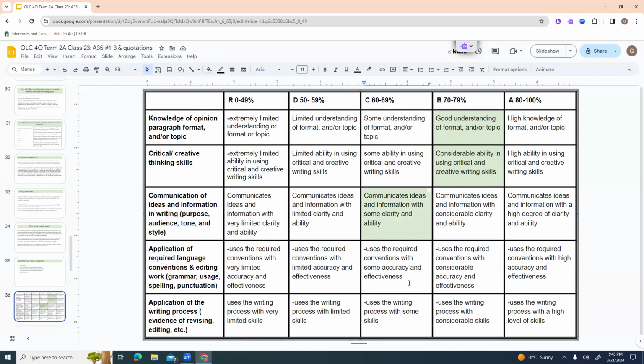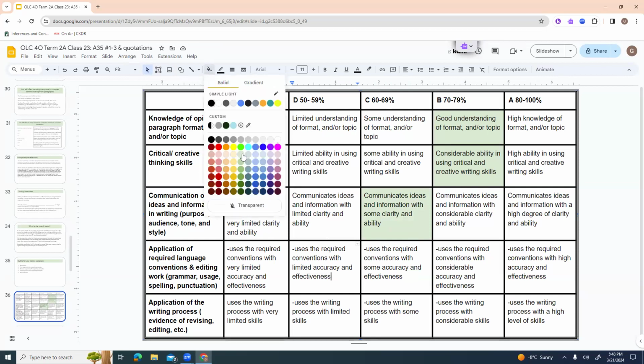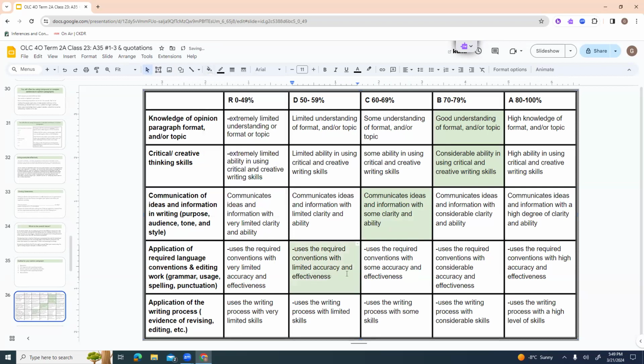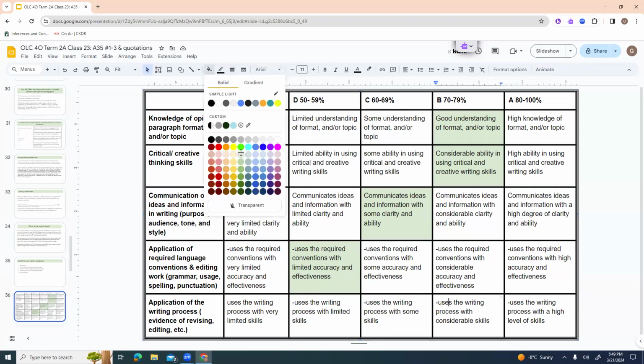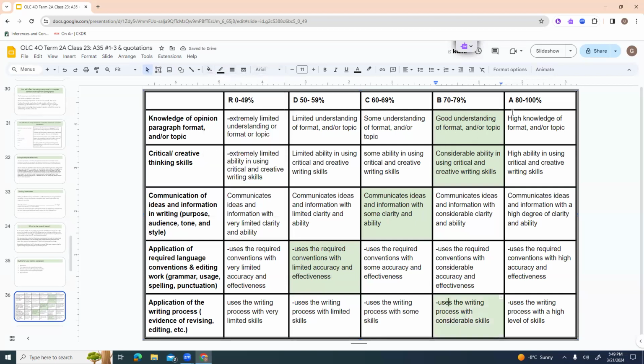Use the required conventions. Well, this particular person had a lot of trouble with their spelling and their grammar, and they lost a lot of marks for that. However, they did do a good job with the writing process. They obviously did brainstorming. They obviously did revising. And I would say over here, they used the writing process with considerable skills. Okay, so you can see of my categories, generally this person is working at a B level, but there are some issues that they need to clarify.